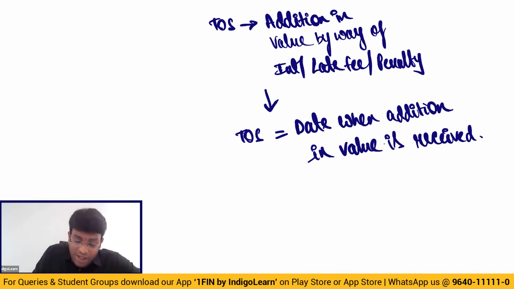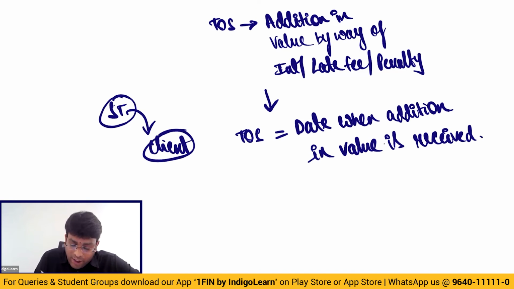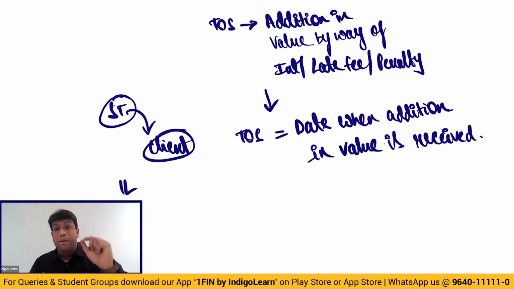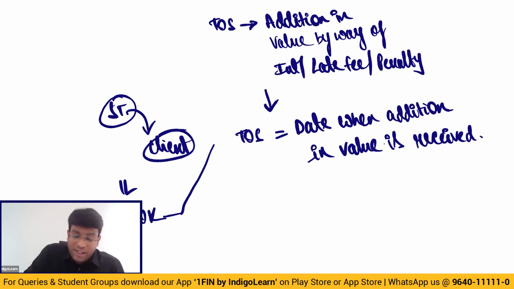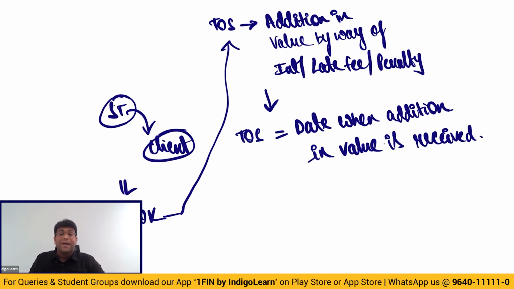So for example, if Shiva Teja gave service to one client and I told the client, you pay me 1 lakh fees. And if you don't pay me 1 lakh fees within 10 days, I will take extra 10,000. So for this 10,000, time of supply is when the 10,000 amount is received. Because the date when addition in value by way of interest, late fee, penalty charged by supplier from recipient is received, that day will become time of supply. You're getting my point, friends?